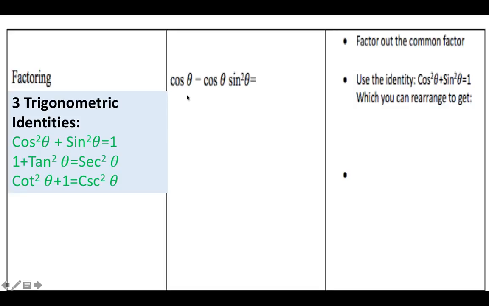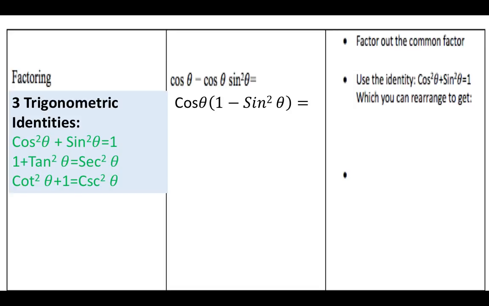I see that there's a cosine here and a cosine here. So what I'm going to do is factor out that common cosine. But then what I have left over is 1 minus, and then I'm left over with sine squared. I look right here in my trig identities, I don't see one that says 1 minus sine squared. I see a 1 right here and I see sine squared, but I don't see 1 minus sine squared.